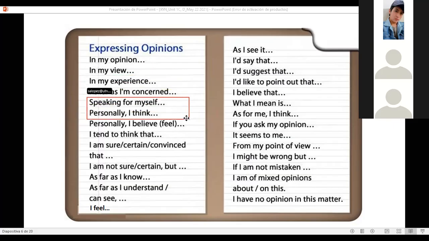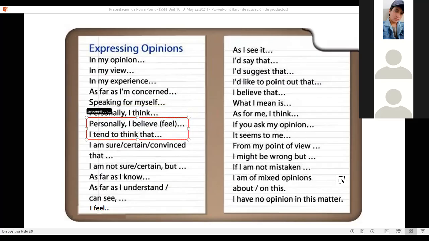Please help me reading these two ones, please, Miguel. Speaking for myself and personally, I think. Exactly. Hablando por mí mismo, ¿no es cierto? Hablando desde mi punto de vista, sería la primera y la segunda, personalmente yo pienso que. I think.